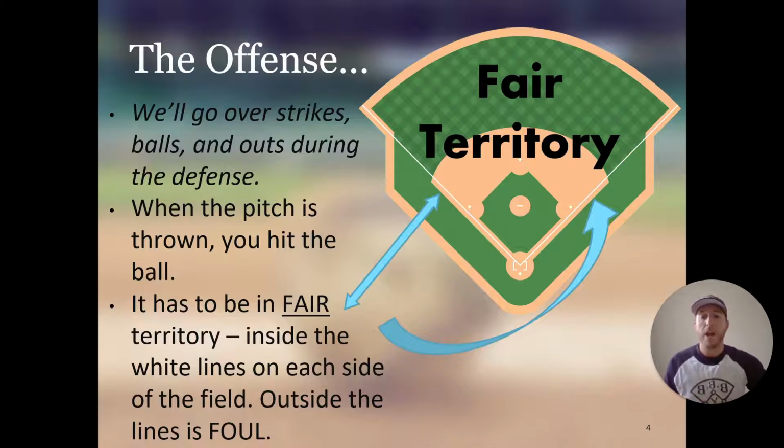It has to be in fair territory, inside the white lines on each side of the field. Outside the lines is foul. The area from this white line on the first base side to this white line on the third base side is all fair territory. If you hit the ball in between these lines, that is a fair ball, and you can run and the defense can play it. If you hit it outside of these lines, that is a foul ball, and you don't run and the defense can't play it. In order to run to first, you have to hit it in fair territory. So this is fair, this is foul.